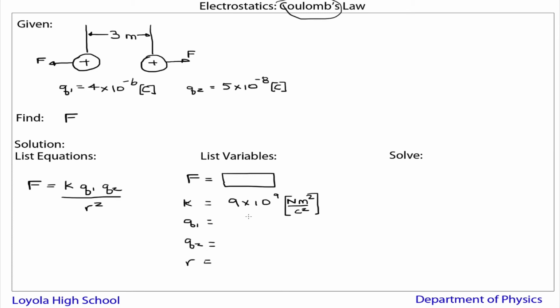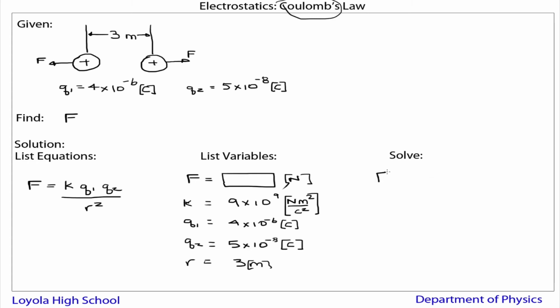Q1 is the charge on the first particle, so that's 4 times 10 to the minus 6 coulombs. And Q2 is 5 times 10 to the minus 8 coulombs. These are really small charges, but they are typical of charges you'll see in things that are statically charged. And this is 3 meters apart. So force we don't know, we're trying to find it, and it will be in newtons. This is the constant K, there are two charges, and the distance between them.